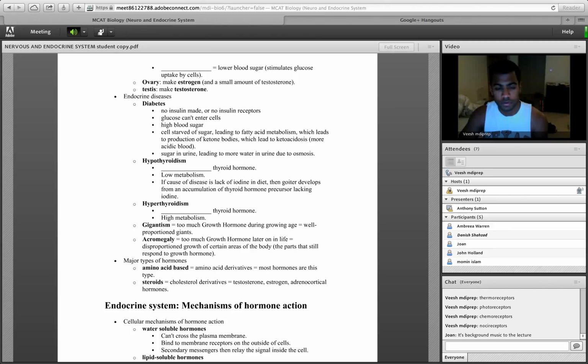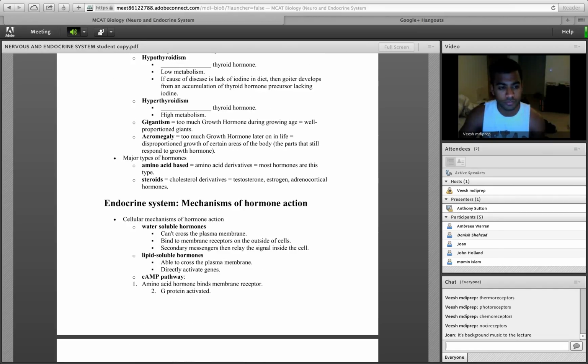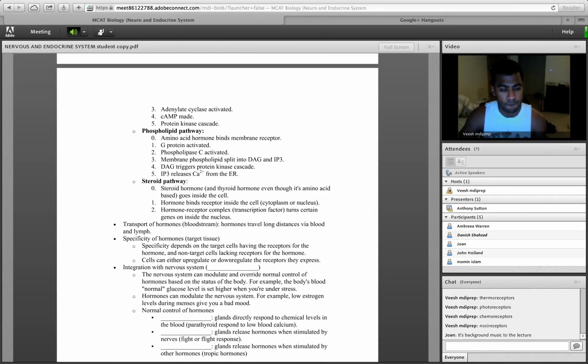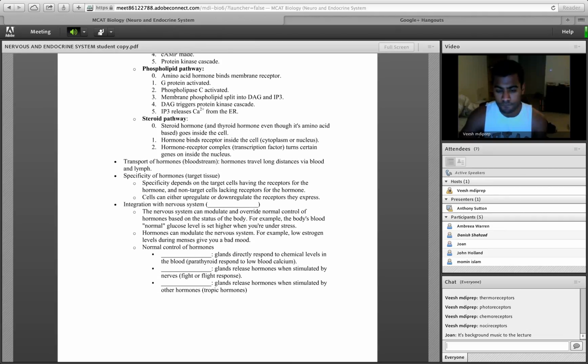Hypothyroidism is when you have too little, or decreased, thyroid hormone. And hyperthyroidism is when you have increased thyroid hormone. The glands that directly respond to chemical levels in the blood are called humoral. The next one is neural. And that final one over there is hormonal.